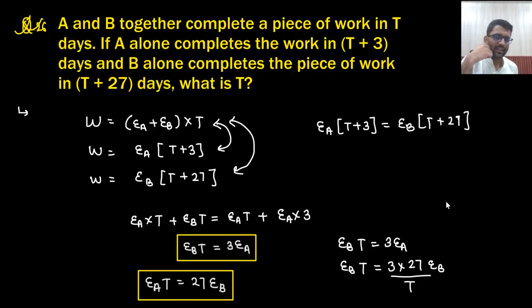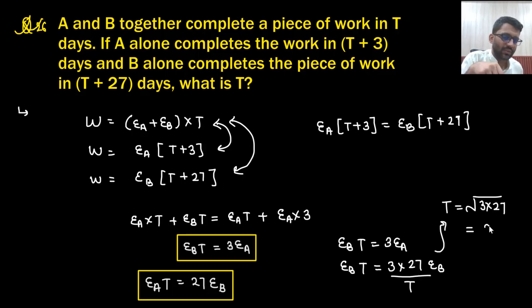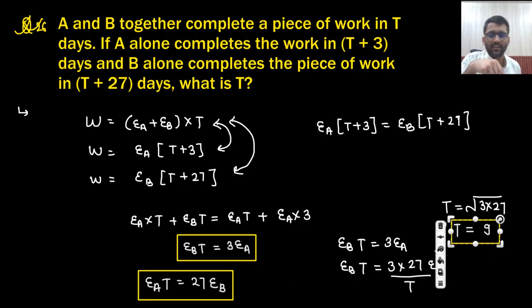So EB and EB are getting cancelled. So what are we getting? From here, T square is equal to 3 into 27. So T is equal to the square root of 3 into 27, that is equal to 9. T is 9. This is the answer.